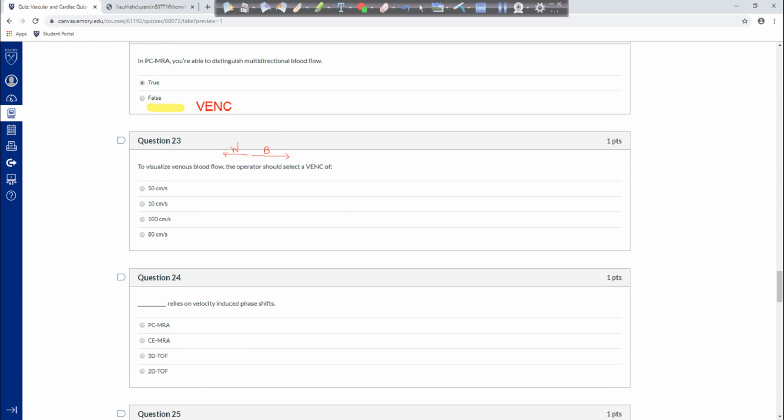All right, to visualize venous blood flow, the operator should select a velocity encoding of what? 10. It's slower, so you select the lower number. Venous blood flow is a lot slower than arterial blood flow. Arterial blood flow usually flows at about 80 centimeters per second. Venous blood flow usually flows at about 10 centimeters per second. So this is why phase contrast is a great imaging option for our superior sagittal sinus, which is a venous structure within the brain.